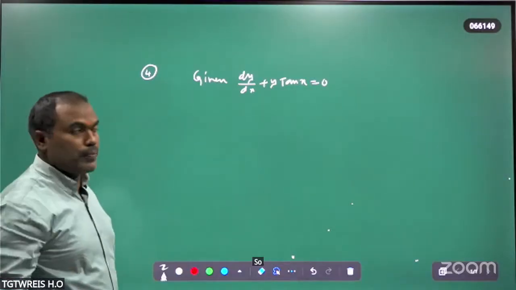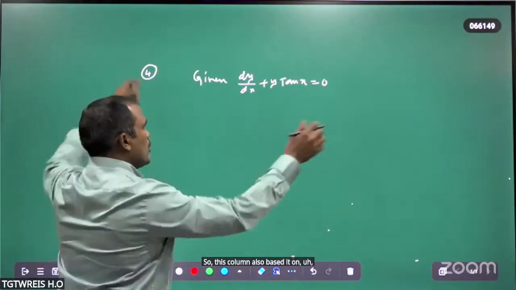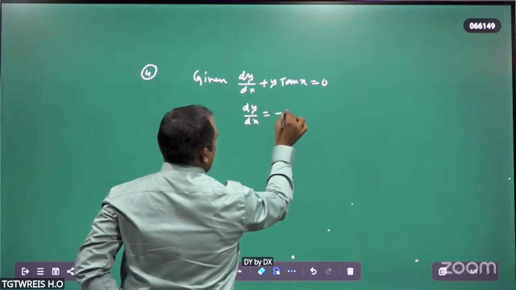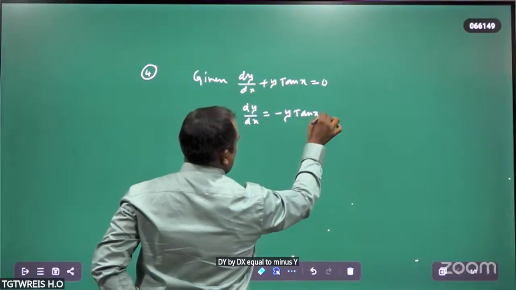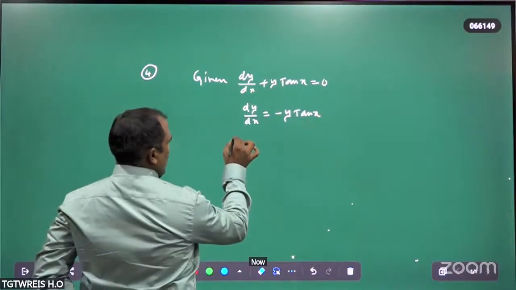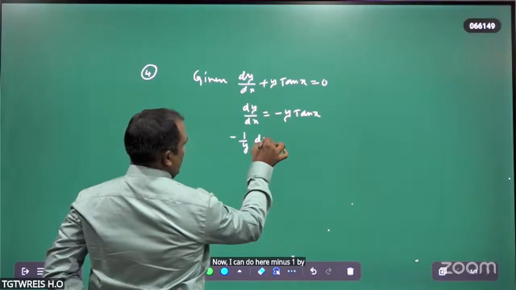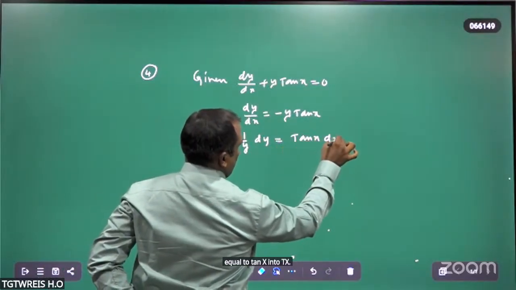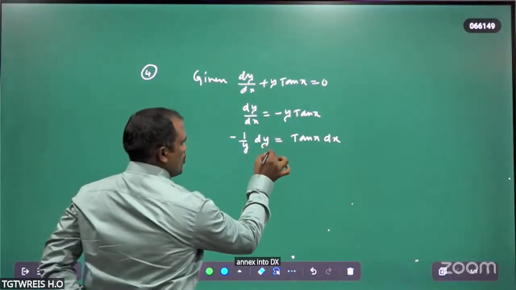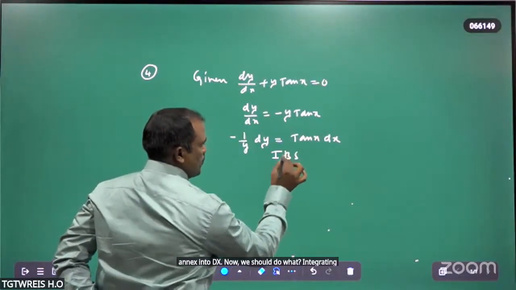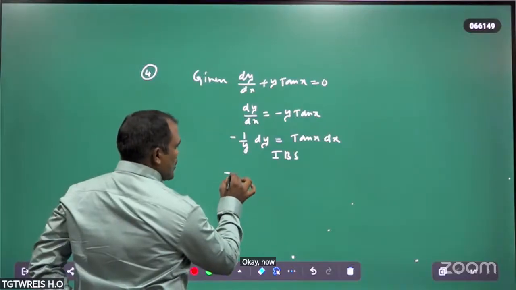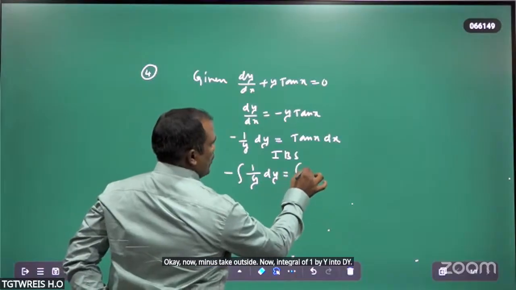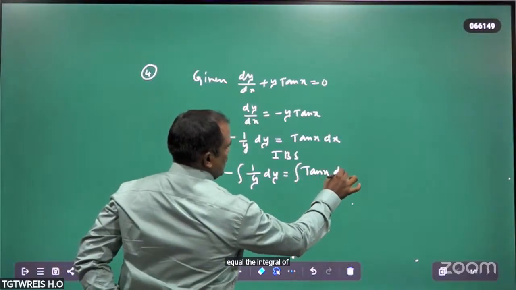So this problem is also based on variable separable. First we write dy by dx equal to minus y into tan x. Now I can write minus 1 by y into dy equal to tan x into dx. Now we should integrate on both sides. Okay.